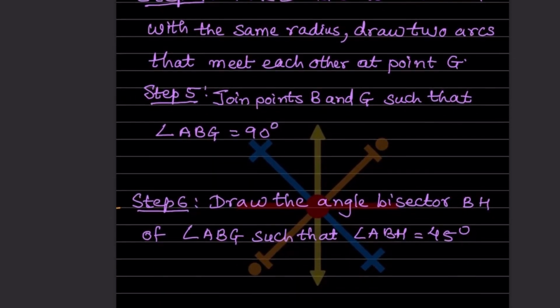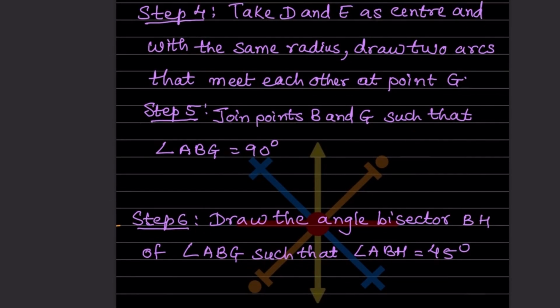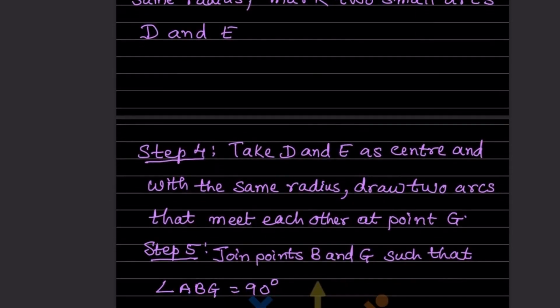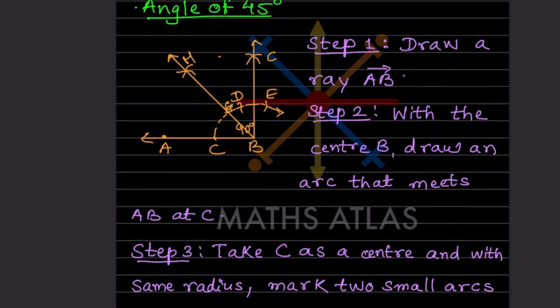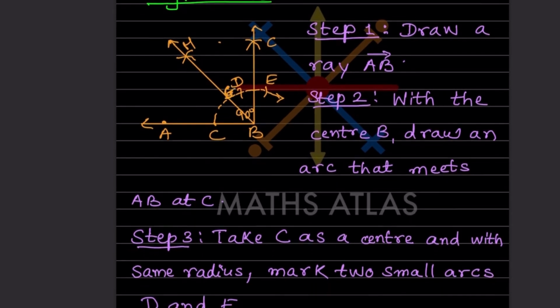Now draw the angle bisector. Here we can extend this one, and we can put G where it is meeting. From here you are going to bisect.